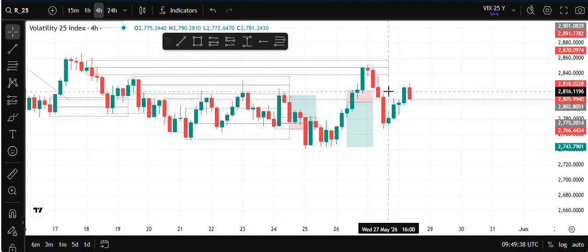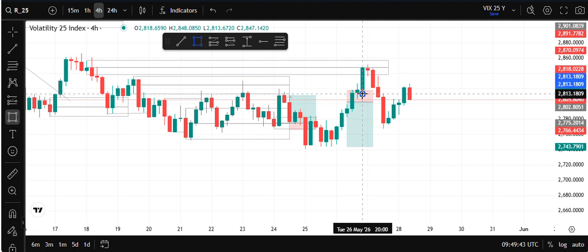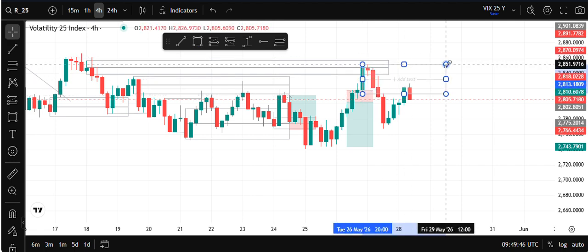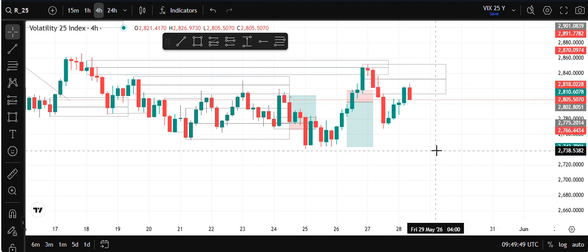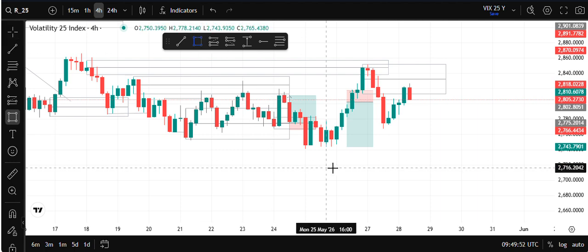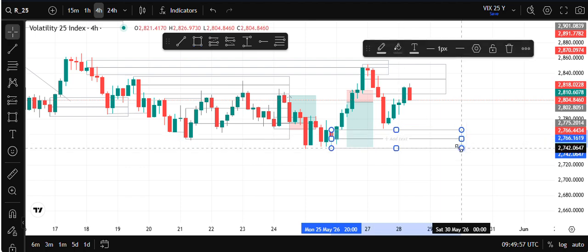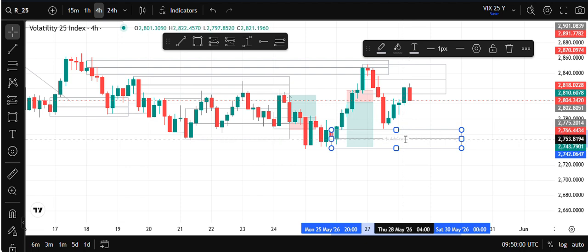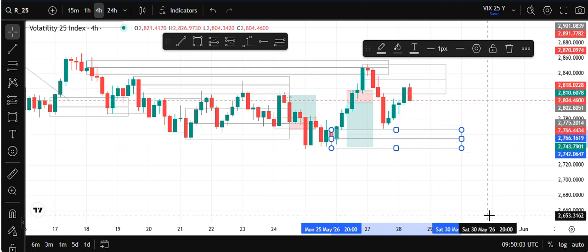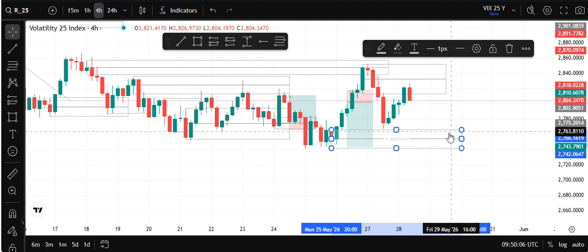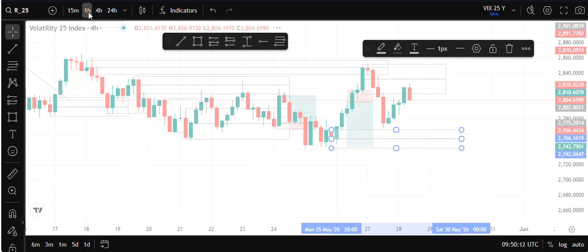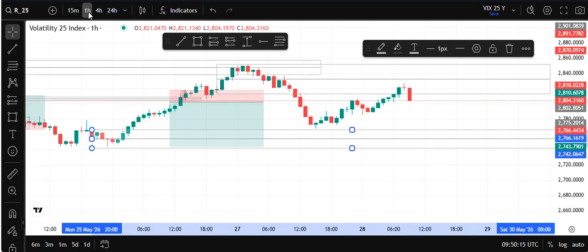If we say it's going to test this zone to continue the sell, because it didn't actually reach this level here. If it had reached this level, then we'd say it's going to reach here and probably continue going up. But it didn't get up to this level. This is the 4 hour time frame. If we go to the 1 hour time frame and see what happened on that level, it still didn't get up to it.